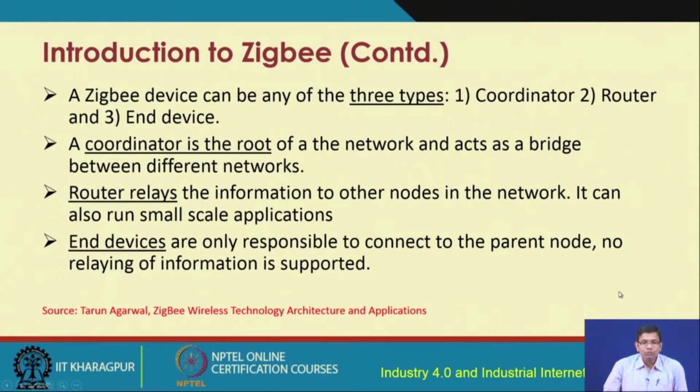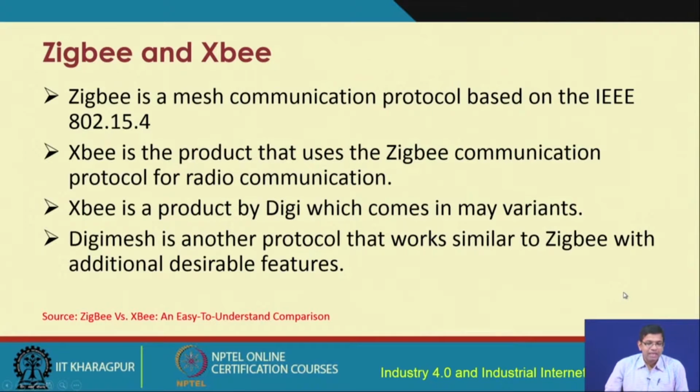An XBee module can be of three types: a coordinator, a router and an end device. The coordinator is the root of the network and acts as the bridge between different networks. The router relays the information to other nodes in the network, and the end devices are only responsible for connecting to the parent node, and no relaying of information is done by the end devices. So, these are the three different types of devices supported by XBee.